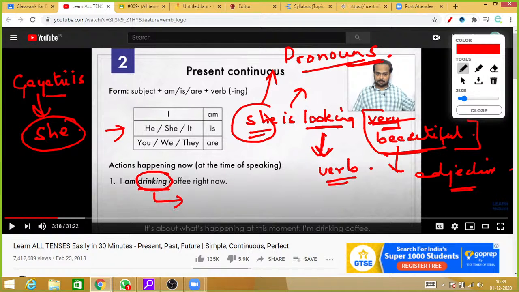Okay, Ganesh? They represent the nouns, but they do not describe the noun. They just represent nouns. You can replace the nouns using these words, all these words. All these words are pronouns. Okay, Ganesh?